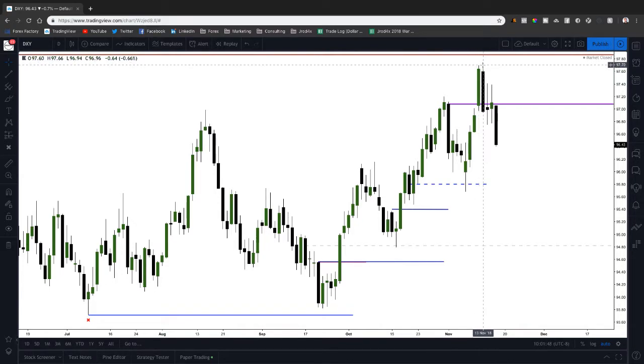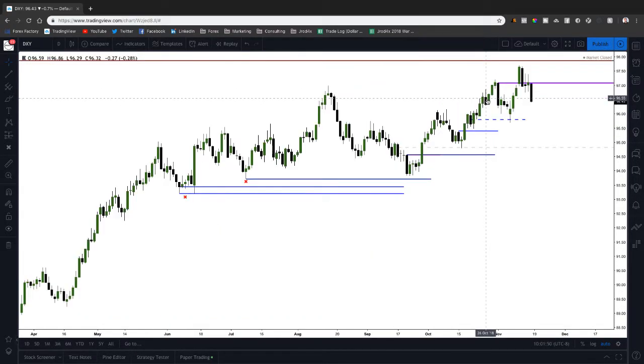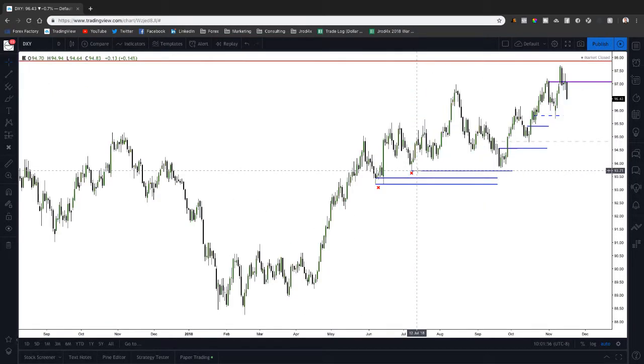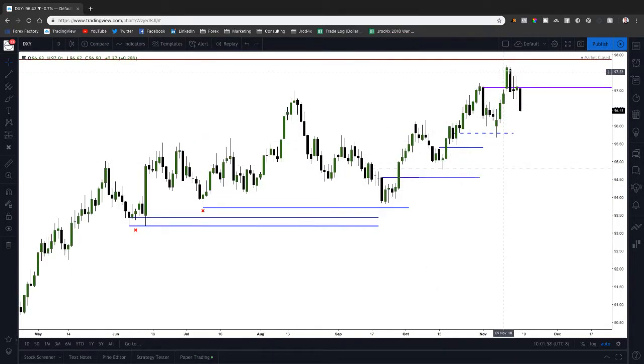As you can see, though, we did not see any continued expansion to our higher time frame levels where we had 97.80, the 98 big figure, the 99s, and so on. What ended up happening was we formed a top here, or I don't want to say a top, but we formed a high, and then the market came back down.